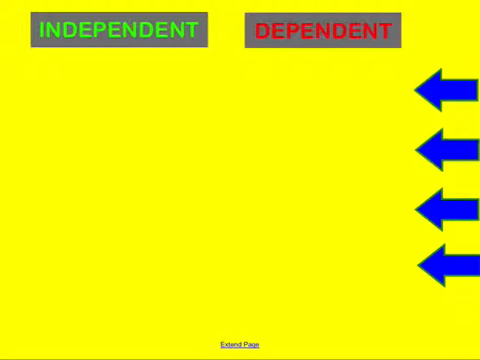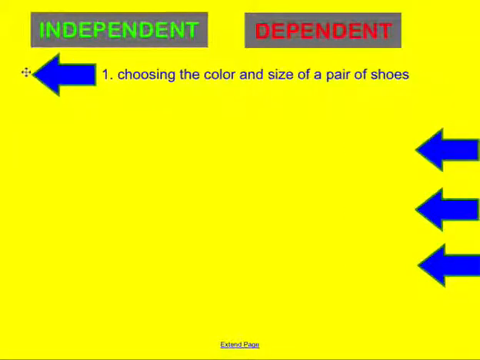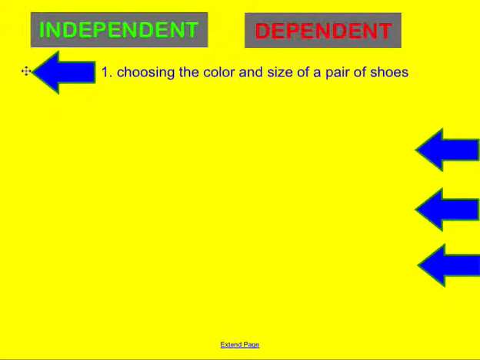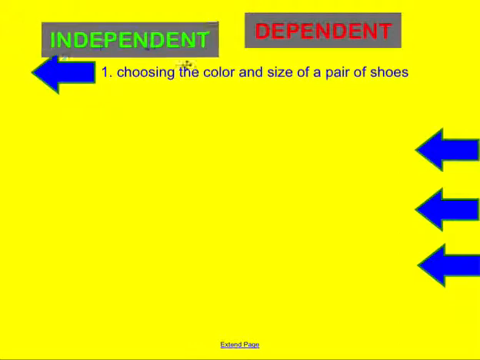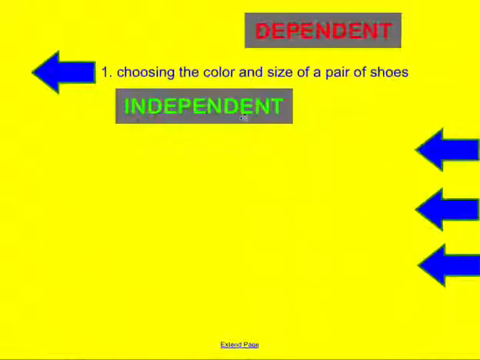Okay, so let's take a look at a couple of these. So we want to decide if they are dependent or independent. Remember, independent means that the 2 events don't affect each other at all. Dependent means that they do. If we're talking about choosing a color and a size of pair of shoes, the color is not going to affect the size. Those are 2 different things. So this one's going to be independent.